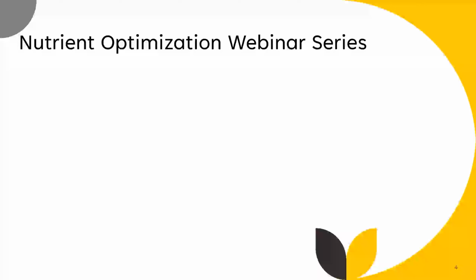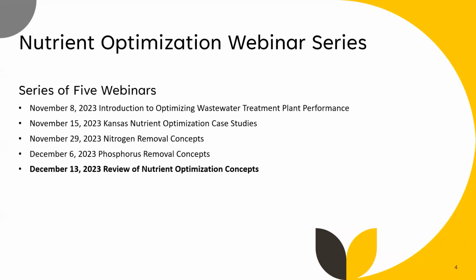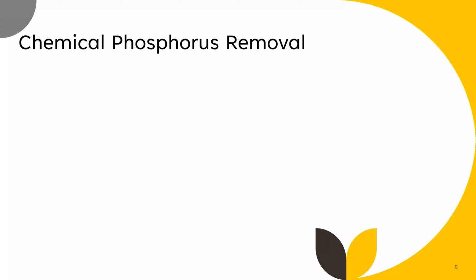All right. So this is, as I mentioned, the final of a 5 webinar series. So we had the introduction. Then we talked about some case studies here in Kansas. We also covered nitrogen removal. Last week, Grant covered phosphorus removal. And today we're going to do a review. Again, there are 1.5 CEUs per session.